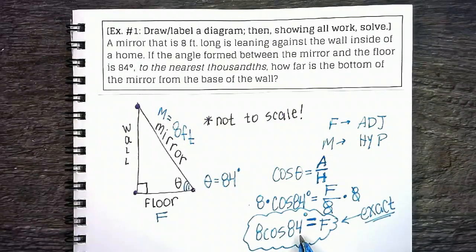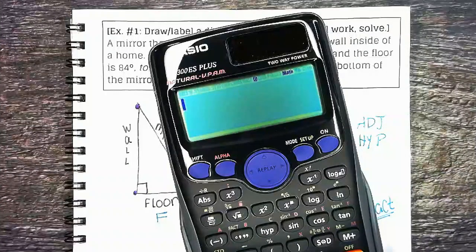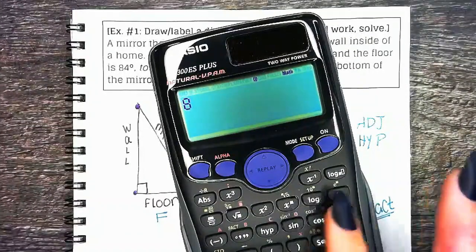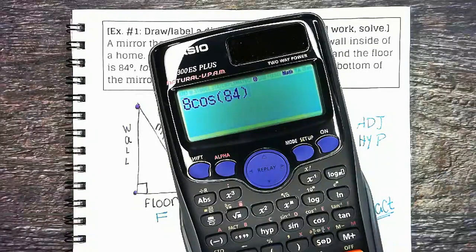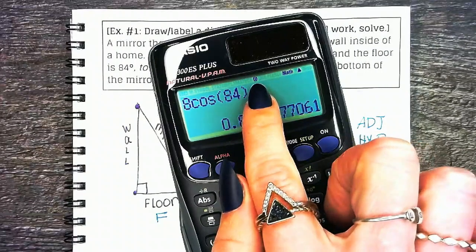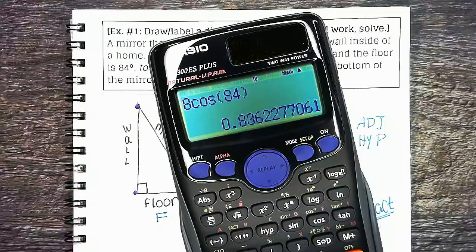The 8 does not multiply by the 84. This is important. The way I have it written is exactly how we're going to punch this into the calculator. 8 cosine 84, it already implies that multiplication is going to be happening between the 8 and the cosine of 84. Close my parentheses. If I just hit equals on this calculator, it actually does compute it for me, so that's good. And I double check it does have a D for degrees, and I got my answer of 0.836 and so on.